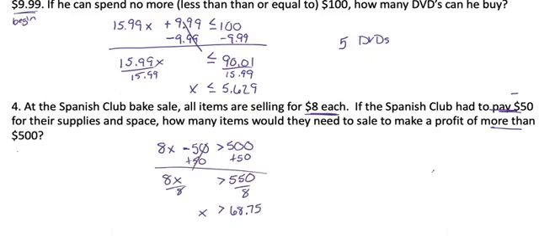Okay, so it looks like we need to sell more than 68.75 items. Now, of course, you're not going to divvy up your cookies and take partial payment. So here, if I want to know how many items they would need to sell to make a profit of more than $500, they would need a minimum of 69 baked items. 69. I'm going to erase that and try again.